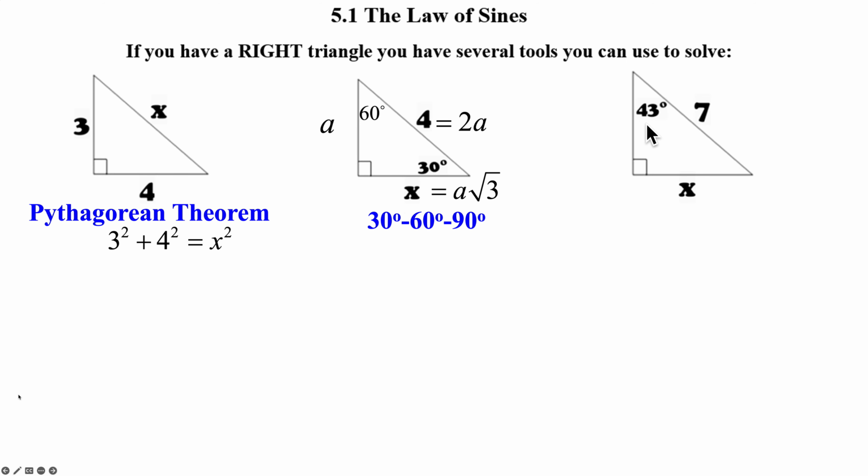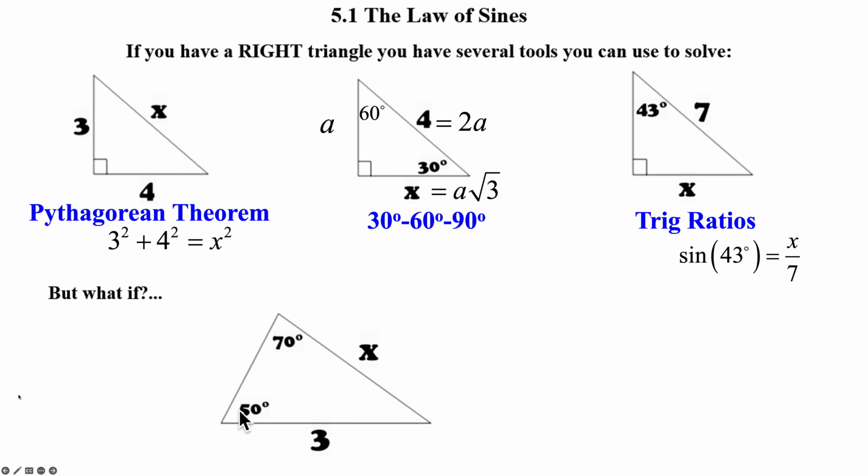If you don't get your special 30-60s or 45-45 acute angles in a right triangle, then we've got to use our trig ratios. In this case here, 43 degrees is our reference angle. X is opposite. 7 is the hypotenuse, so we would be using our trig function. Sine of 43 degrees is equal to x over 7. Multiply over the 7, and now we can solve for x.